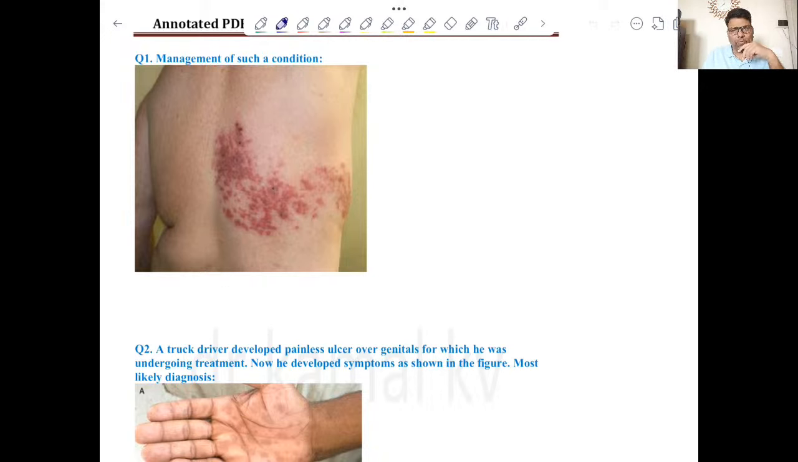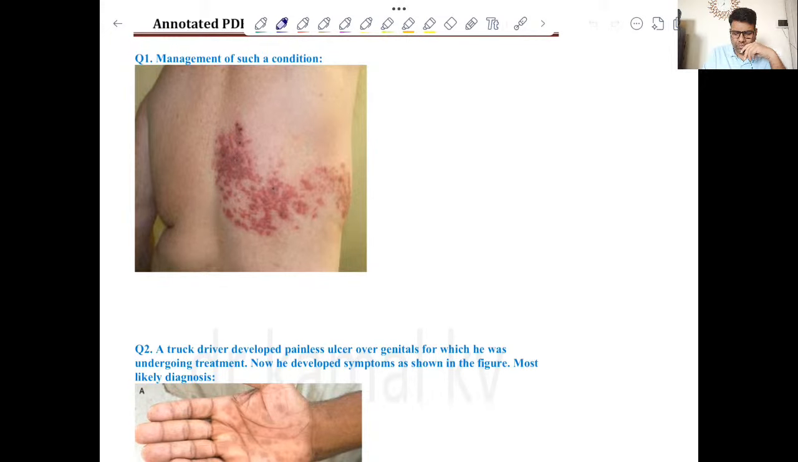My special focus will be to highlight all those points which will help you in understanding what actually this image is, right? So how to identify a given image, that I'll try to simplify, and of course if we have a clinical case history, I'll also try to decode that, right?